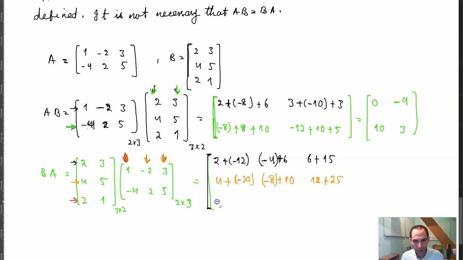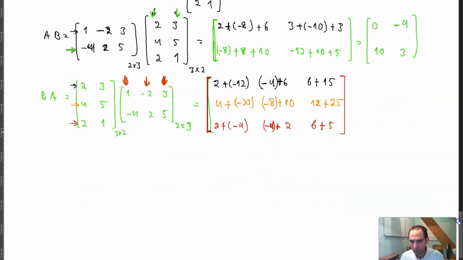So 2 times 1 is equal to 2, and 1 times -4 is equal to -4. And then you have the same row, this column, so 2 times -2 is equal to -4 plus 1 times 2 is equal to 2. And then this column, 2 times 3 is equal to 6, and 1 times 5 is equal to 5. And that is your matrix.